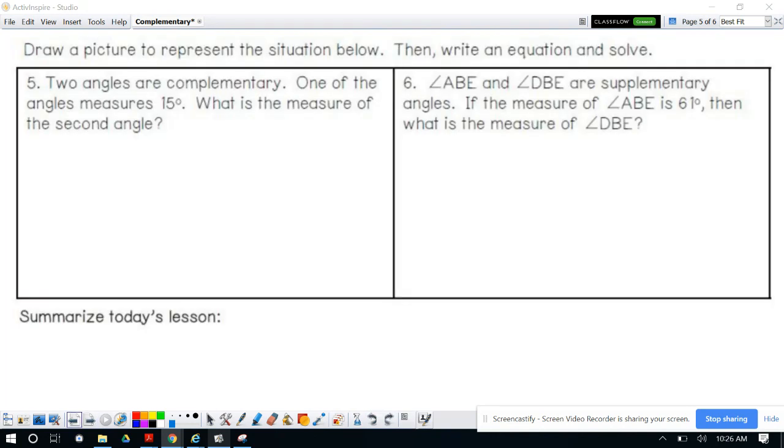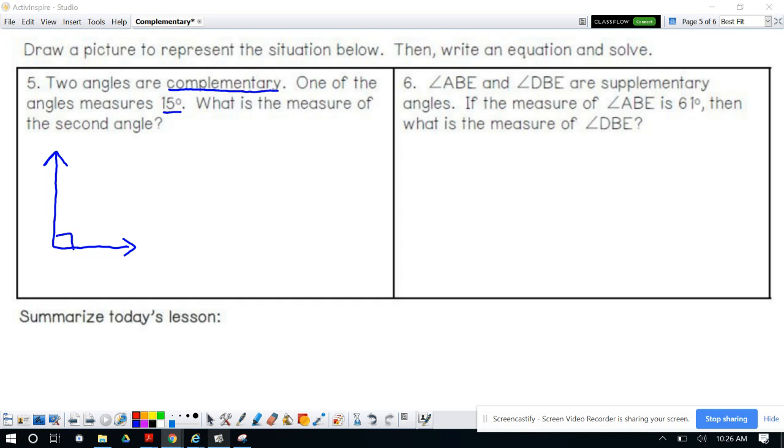Okay, lastly, 5 and 6, draw a picture to represent the situation below, then write an equation and solve. So on number 5, two angles are complementary. That is important because that means they total 90 degrees. One of the angles measures 15 degrees. What is the measure of the second angle? So we can draw a picture. If they're complementary, that means they total 90 degrees.